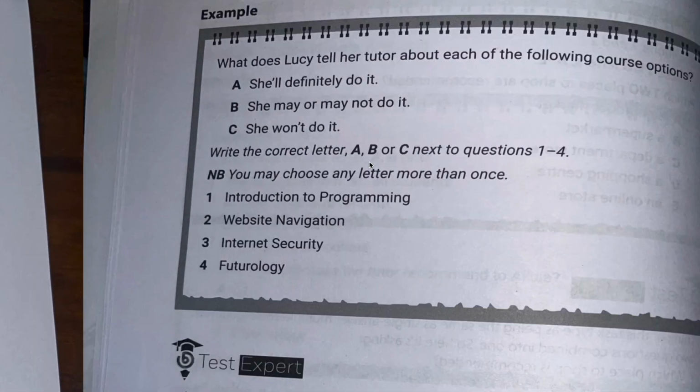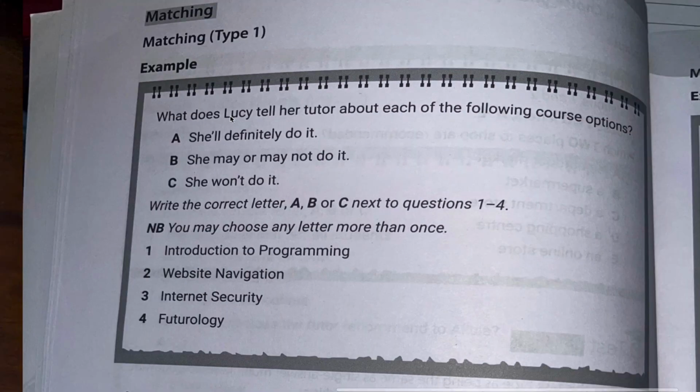Moving on to the matching type of questions. So what do you have? What does Lucy tell her tutor about the following course options? She'll definitely do it. She may or may not do it. She won't do it either. So A, B, C. Next to the questions 1 to 4, write the correct letter A, B or C. NB: you may choose any letter more than once.